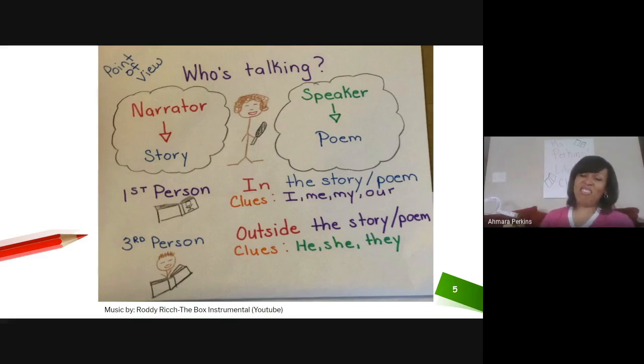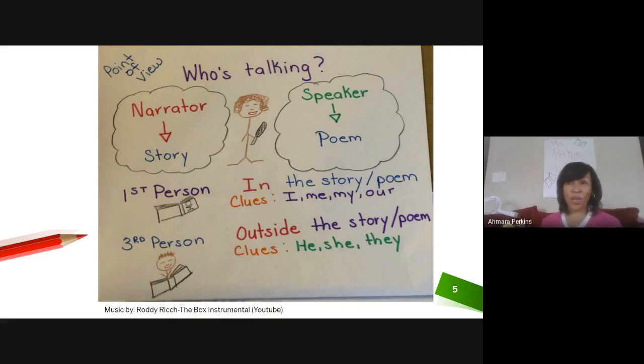Inside the text, they're selfish. It's about I, me, my. It's based on their point of view, their feelings, their thoughts, their beliefs. They use the clue words I, me, my, our, sometimes we.